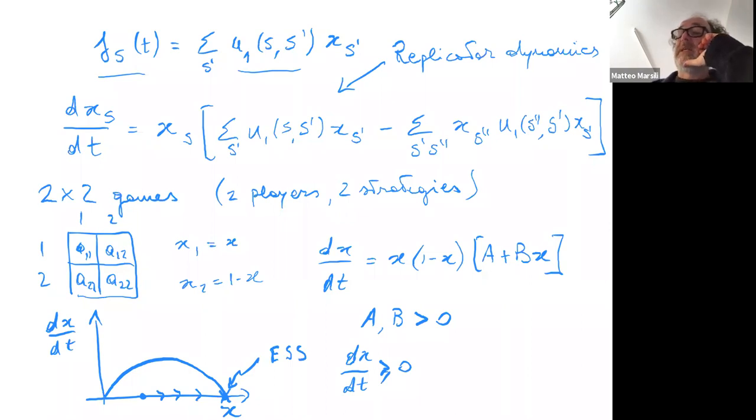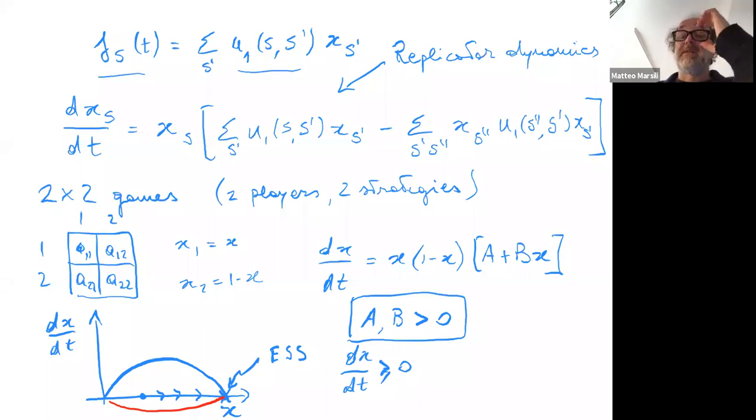Okay. Now, depending on the values of a and b, you can have either this situation or the situation where if a and b are both negative, then you can have this behavior here. But you can also have a behavior like this one. And the red case would be one where the ESS, the evolutionarily stable strategy, is here. In this green case, you will have that the evolutionarily stable strategy is here because if you are on this side, you move on the right. If you are on this side, you move on the left because the dx dt is negative. But also you can have a situation like this one, okay, where essentially you have two stable points, two ESS, which are this one and this one.